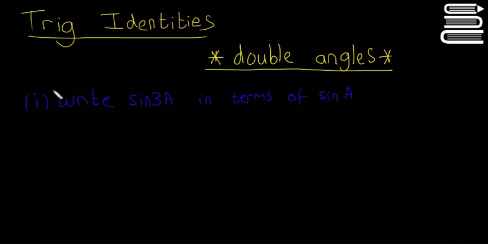So in this video, we're going to look at example questions, which are realistically what's going to come up in the exam, and how to use double angles in these example questions. So it's all about trigonometric identities. So the first question is: write sine 3a in terms of sine a.